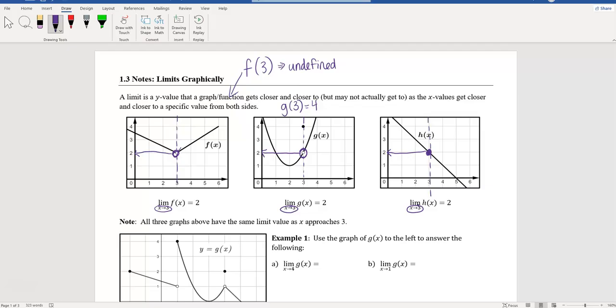Okay, but there are going to be times when we don't have limits. That is going to be whenever we don't match up, like from the right and the left, we're approaching different places. And I think we're going to see that down here.